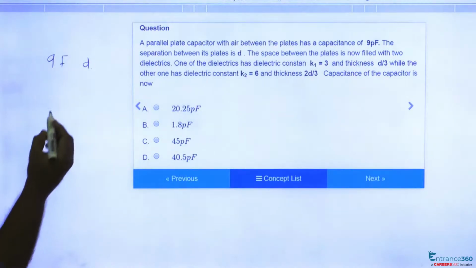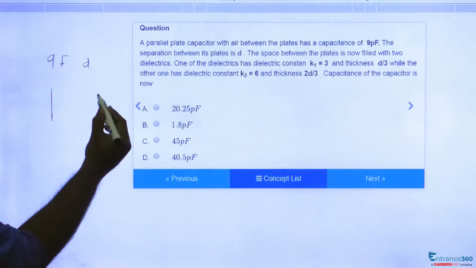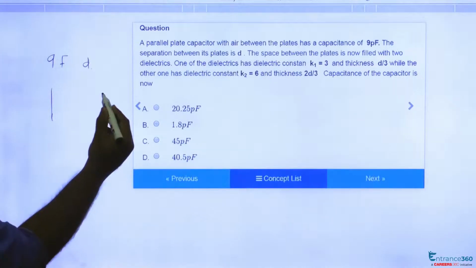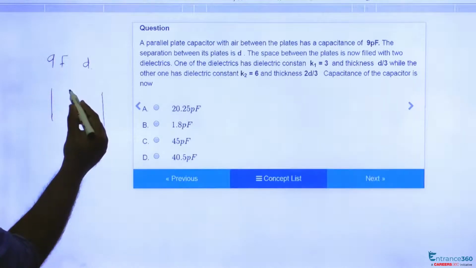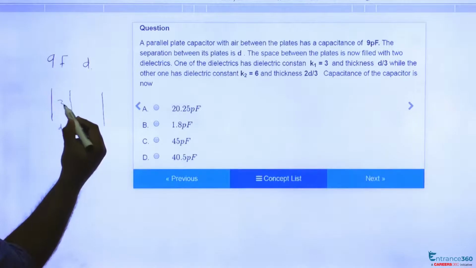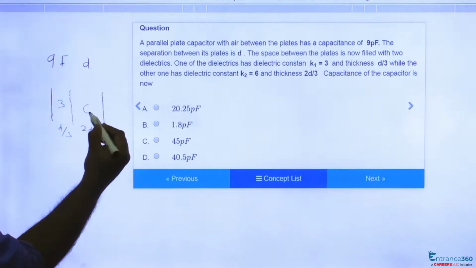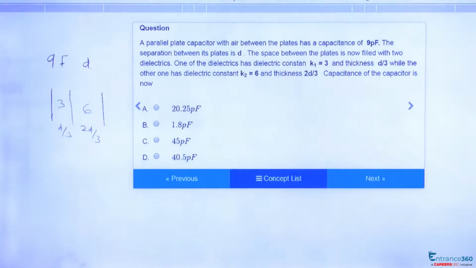So as per the question we can draw the figure. Total separation is d. For a distance d by 3 we have a dielectric constant value 3, and for 2d by 3 we have 6. Now we have to find the capacitance of this combination. Now let's see how to proceed.